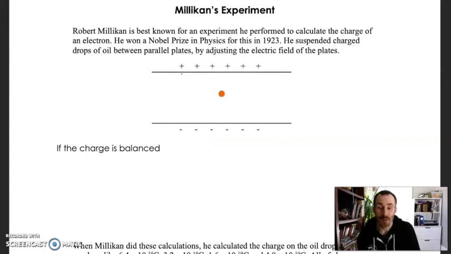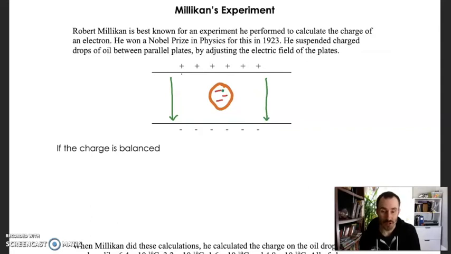So to recap, you have these two parallel plates, and in between them is our oil drop, and that oil drop has some number of extra charges on it. So it picked up some extra electrons: 1, 2, 3, something like that. Because we have charged plates, our electric field is pointing downward here.